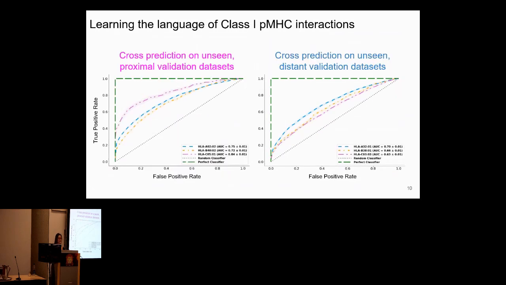But what we really wanted to know is how well does Swing do on receptors that are not in our training set? And as I said before, we chose some proximal class 1 HLAs not in the training set and tested our model on it. And as you can see, we perform really well, even on these unseen alleles. And then also to take it a step further, we also looked at those distant HLA alleles, and we're still able to observe signal, which was really promising.